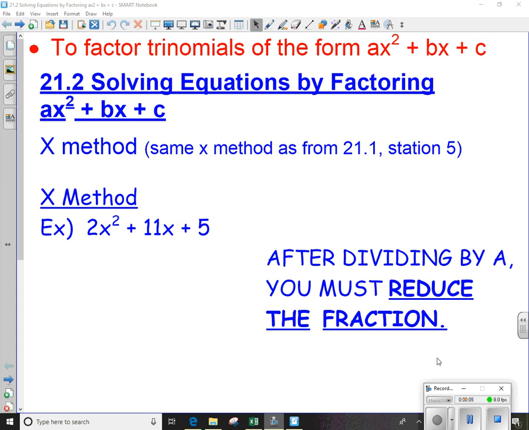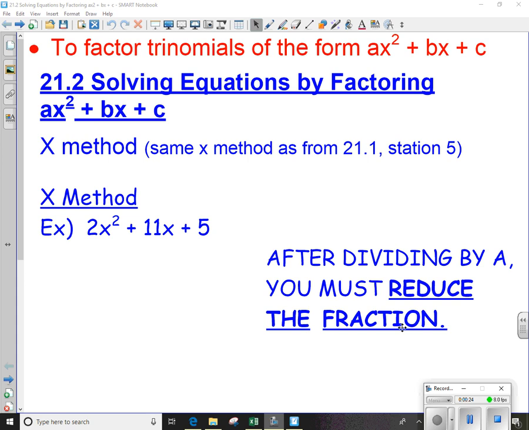Hello, these are our notes over Station 6 in our polynomials unit. This is 21.2 out of our book, and that is solving equations by factoring ax squared plus bx plus c.